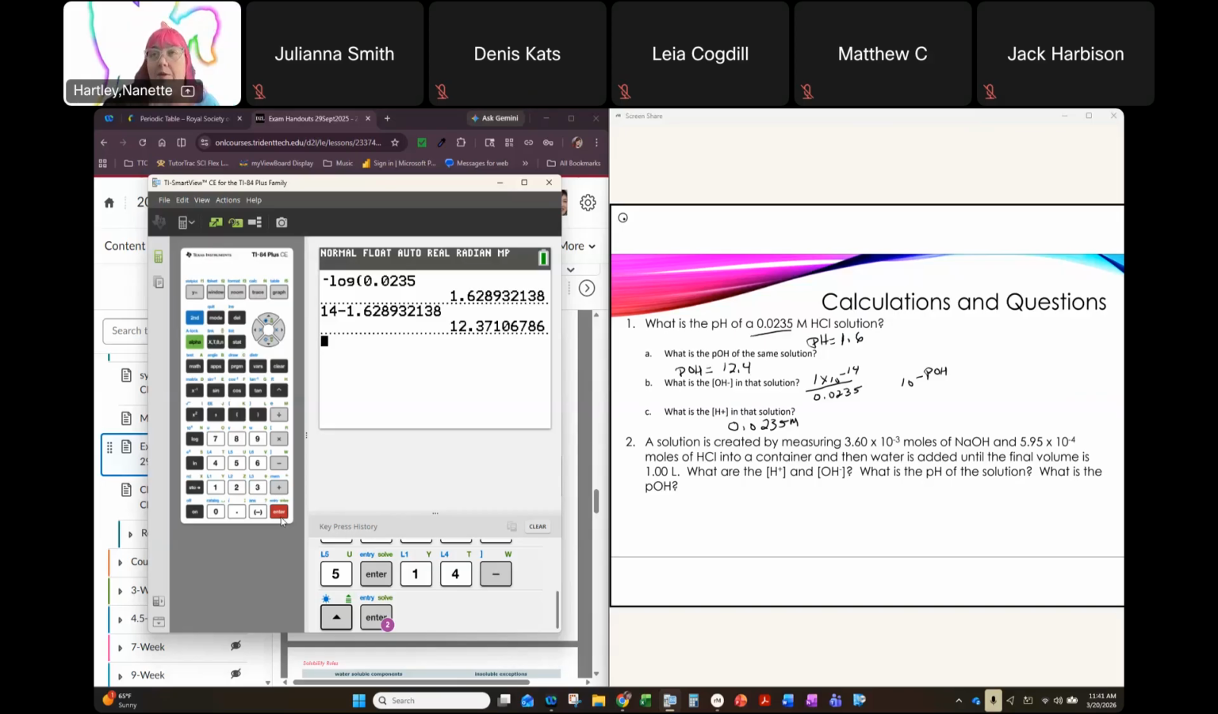And again, if I want that OH minus, I can either do the division or I can take 10 to the negative pOH. And of course, on my calculator, it's much easier for me to do second, 10 to the x, negative, answer to get that answer. Okay, so I don't have to type in a whole bunch of other stuff. And so this would be 4.26, because 3 sig figs coming back out of it, times 10 to the minus 13th.